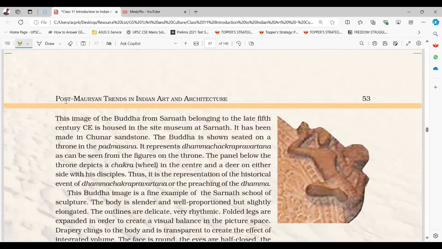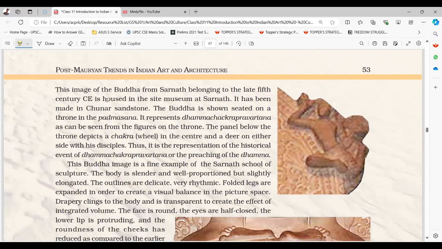This image of the Buddha from Sarnath, belonging to the late 5th century CE, is housed in the site museum at Sarnath. It has been made in Chunar sandstone. The Buddha is shown seated on a throne in Padmasana. It represents Dhammachakra Pravartana, as can be seen from the figures on the throne.